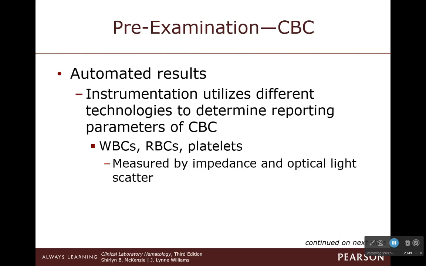Cyanide, the chemical cyanide, it's a poison, you know, but it also will lyse red blood cells, and then it binds with hemoglobin, and then oxidizes to form methemoglobin. Okay, basically, when those cells lyse, they release the hemoglobin, and then you have a spectrophotometer.